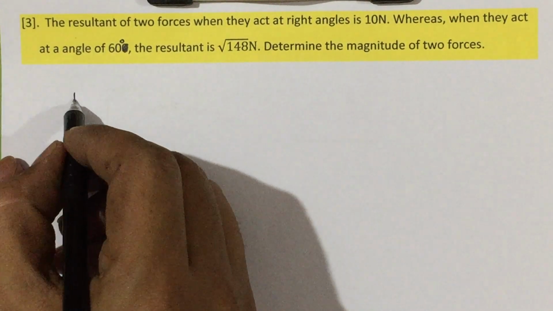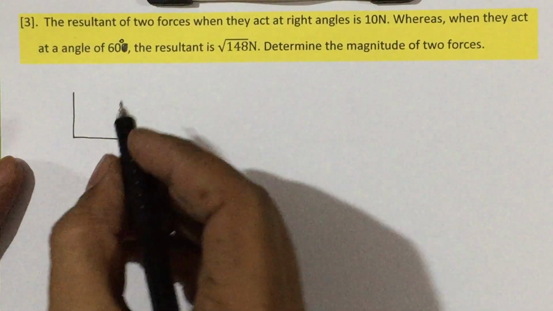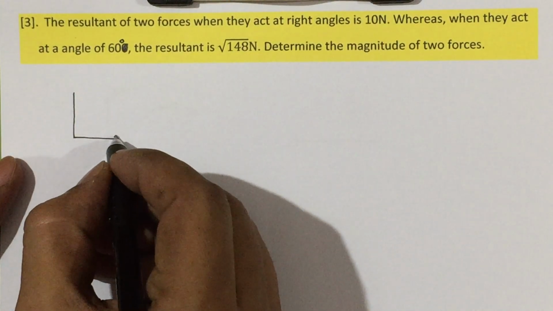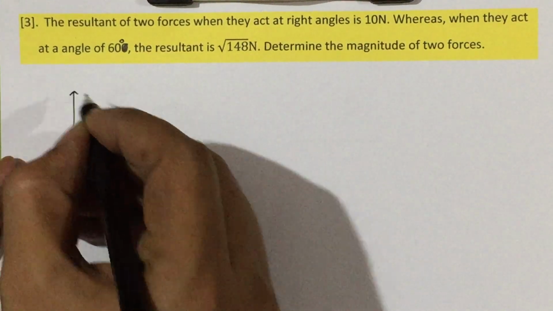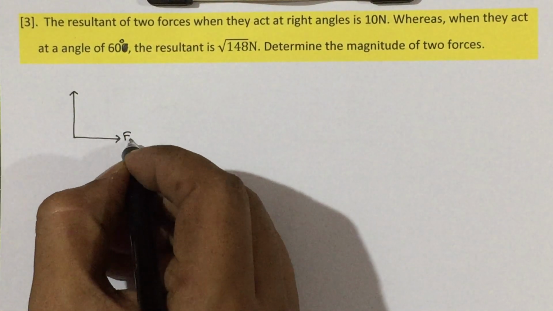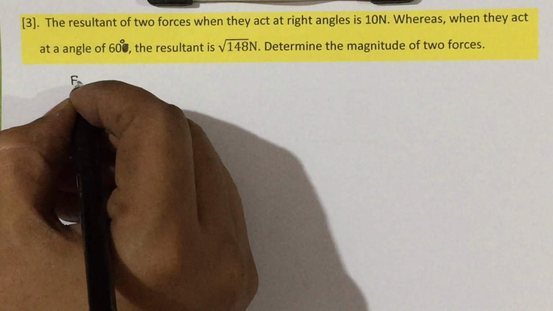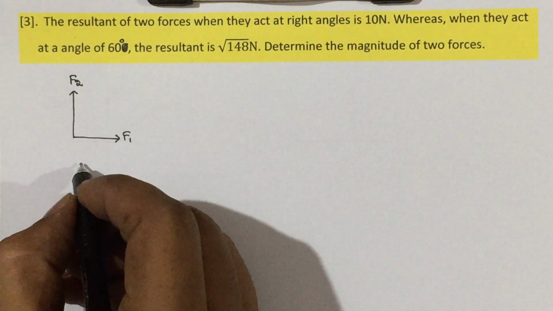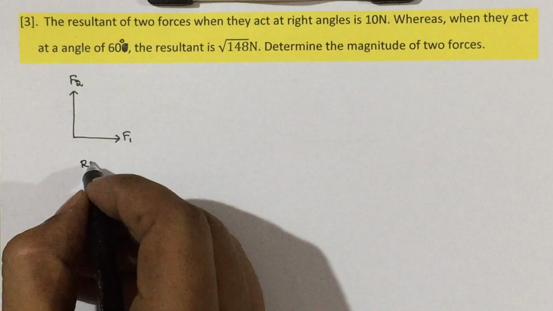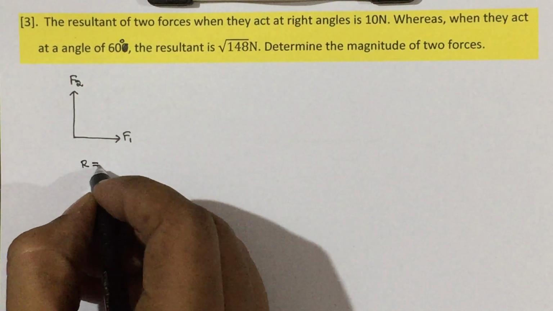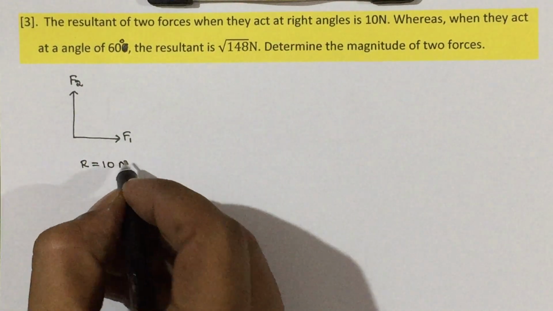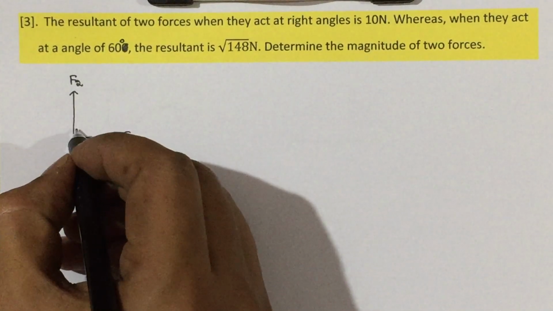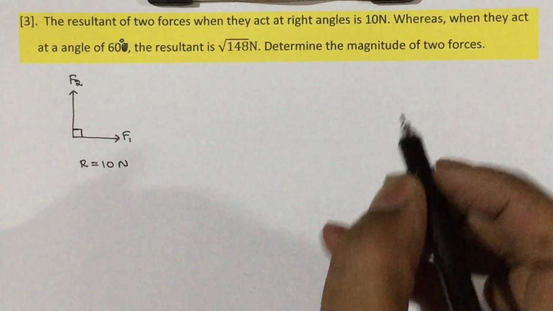Let us consider the case. It is one case, there are two forces, they are acting at right angles to each other. Let us take those forces as F1 and F2. In this case, the resultant will be equal to 10 Newton, and here the angle is 90 degree.